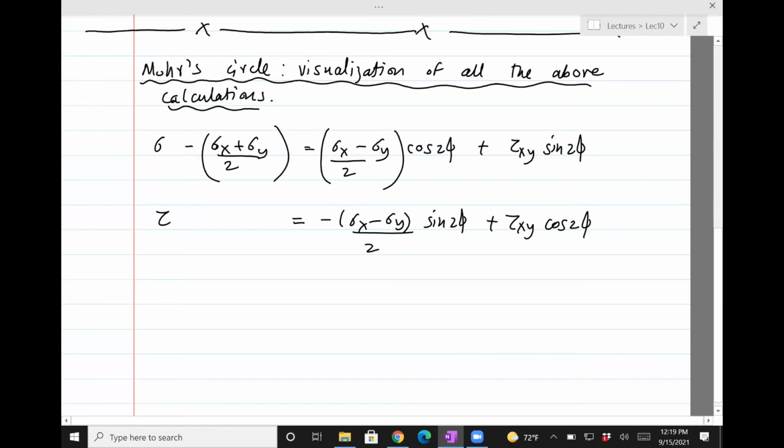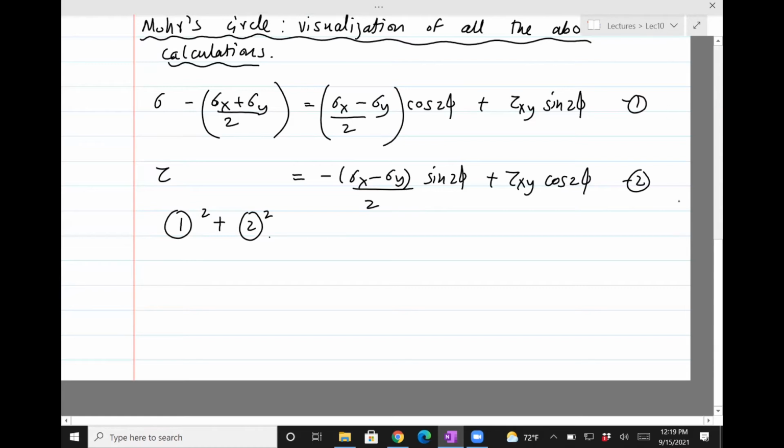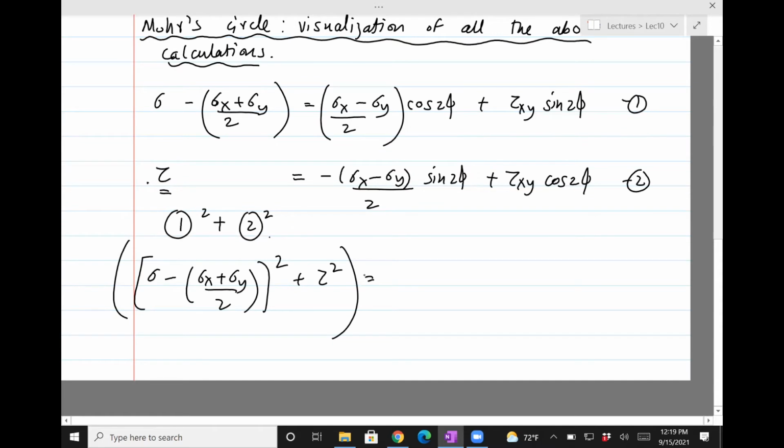Okay, now what we can do here is square 1. What we'll literally do is take 1, square it, take 2, square it, and then see what we get. So 1, 2 here means these expressions. So we have sigma minus (sigma x plus sigma y) divided by 2, squared, because that whole thing is squared. And then I take the square of the second one and sum it with the first. So that's my left-hand side. On the right-hand side, it turns out that if you do the math on squaring and summing, the phi just cancels off from the expression. And you're left with ((sigma x minus sigma y) divided by 2) squared plus tau x y squared.